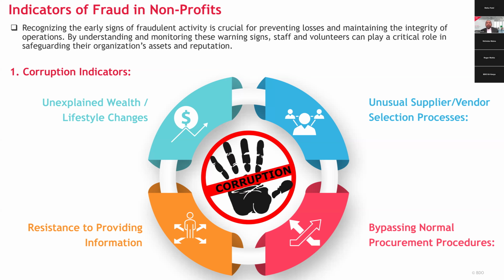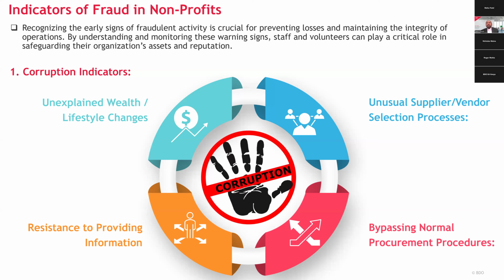The first one is unexplained wealth or lifestyle changes. Employees or executives displaying wealth or lifestyle expenses that seem disproportionate to their official income is a red flag. For example, if an employee suddenly starts driving an expensive new car or takes luxury vacations without a known increase in their personal wealth, this may signal corrupt behavior.